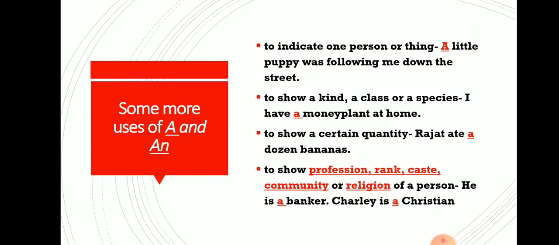A dozen. भले अगर हम डजन को काउंट करें तो वहां पर 12 बनानाज होते हैं, लेकिन हम एक ही क्वांटिटी है जो डजन है, एक दर्जन केले दे दो भैया बोलते हैं ना. So a dozen bananas. We use a or an to show profession, rank, caste, community or religion of a person. Like, he's a banker, he's a professor, he's an artist. Shirley is a Christian.